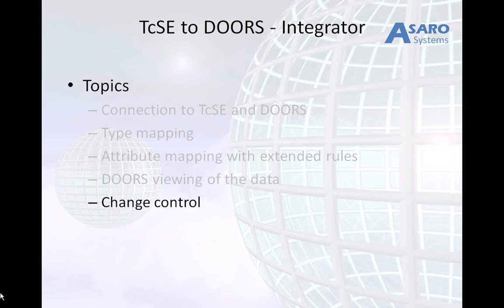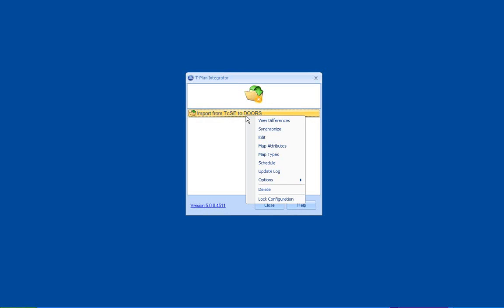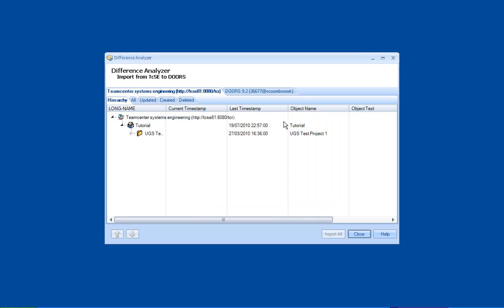We've seen how we can transfer data from TcSE to DOORS. Now we can look at how we can manage change between the tools. There are a few options around how you can manage change. You can synchronize the data and it will just find any differences within TcSE and import them straight into DOORS, or you can schedule this activity to happen at a certain point within each day. We'll look at the view differences, which will show you in a hierarchy where the changes are.